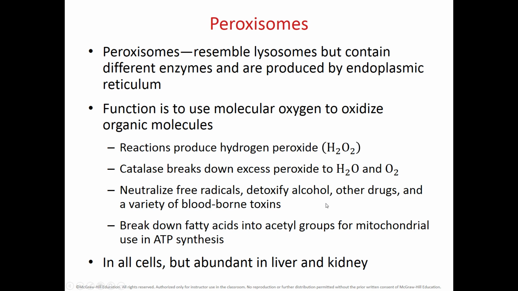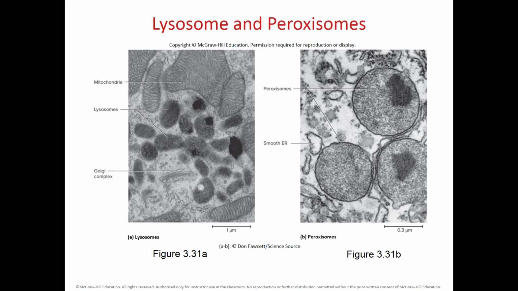So the function of these peroxisomes is to neutralize free radicals, also to help detoxify alcohol, other drugs, and a variety of blood-borne toxins. It also helps to break down the fatty acids into acyl groups for the mitochondria, another organelle, to synthesize ATP. And these peroxisomes can be found in all cells, but they are abundant in cells that get rid of toxins like the liver and the kidneys.